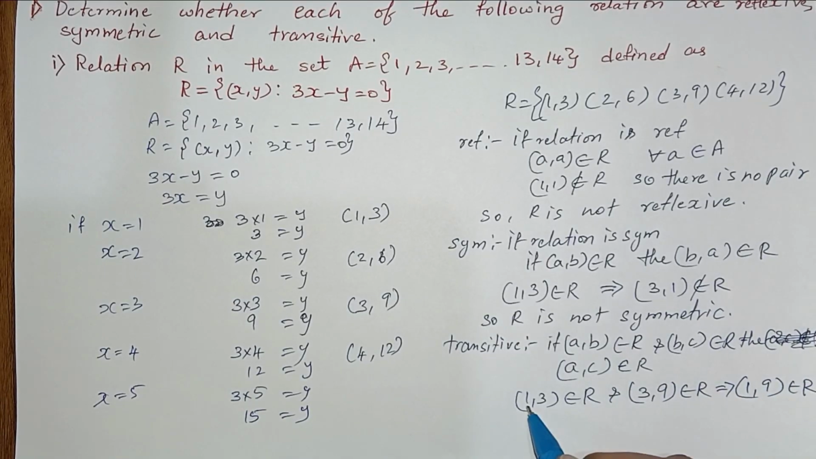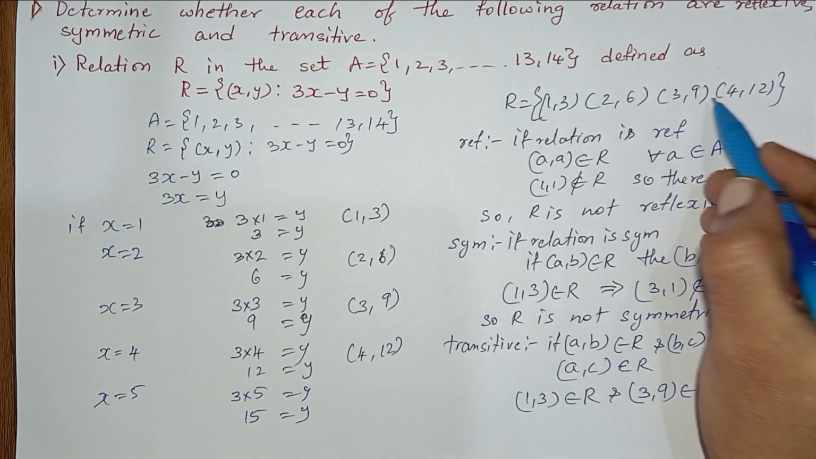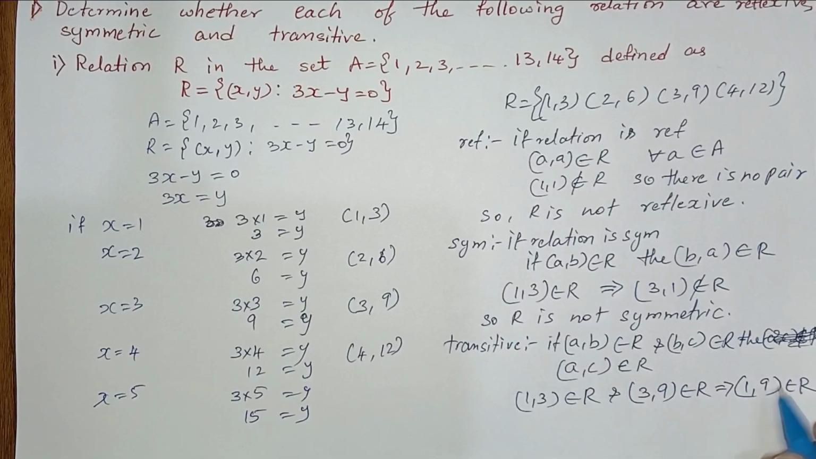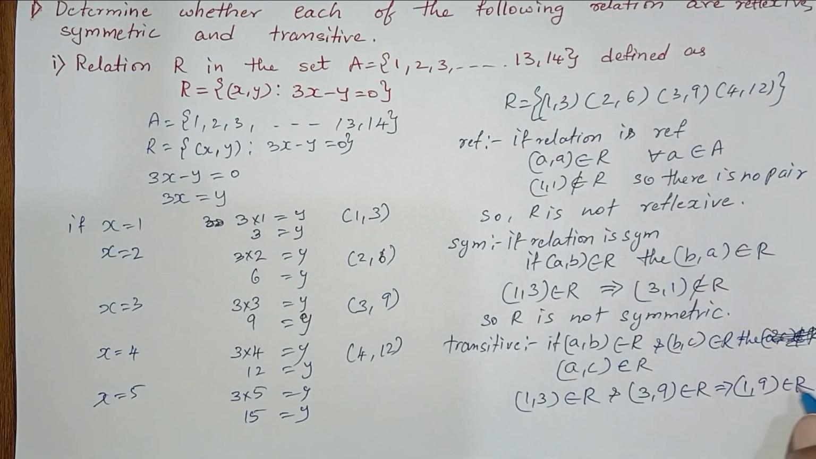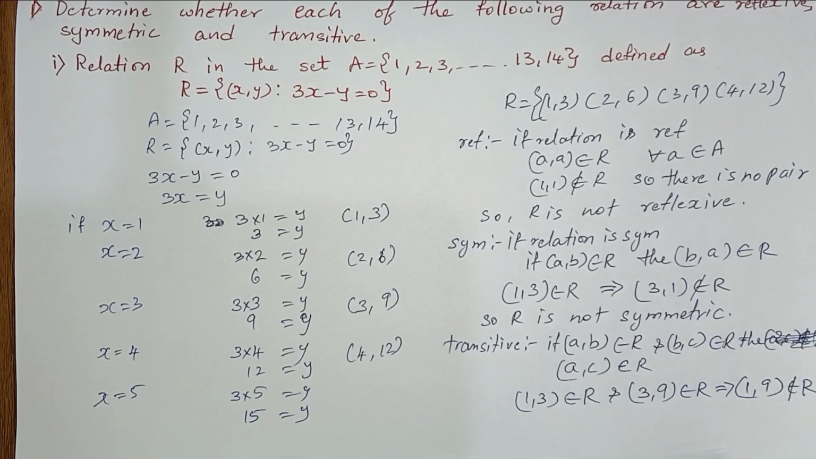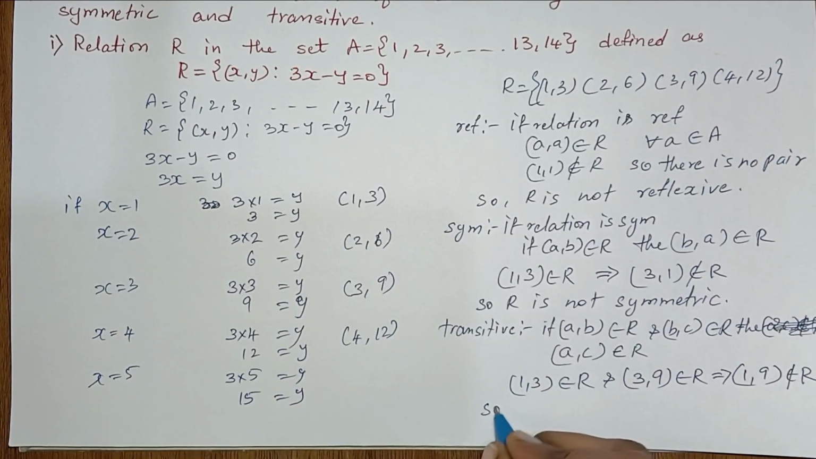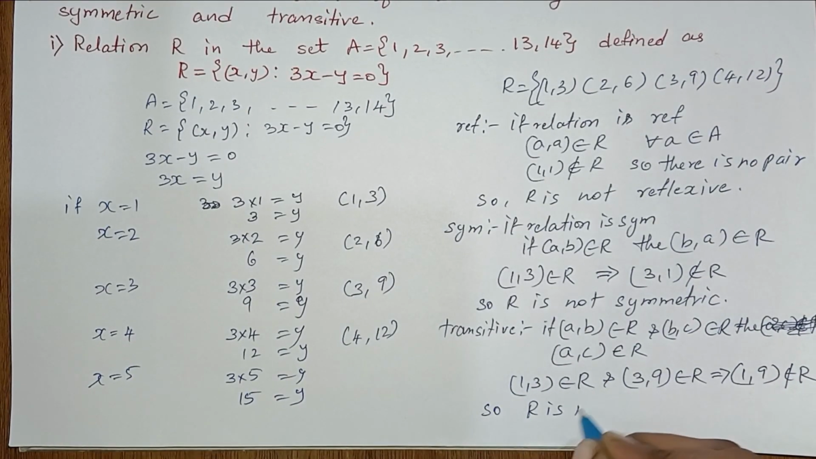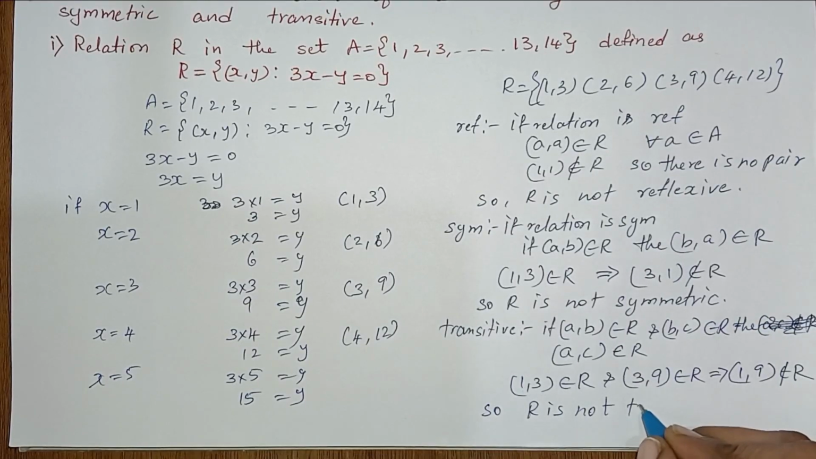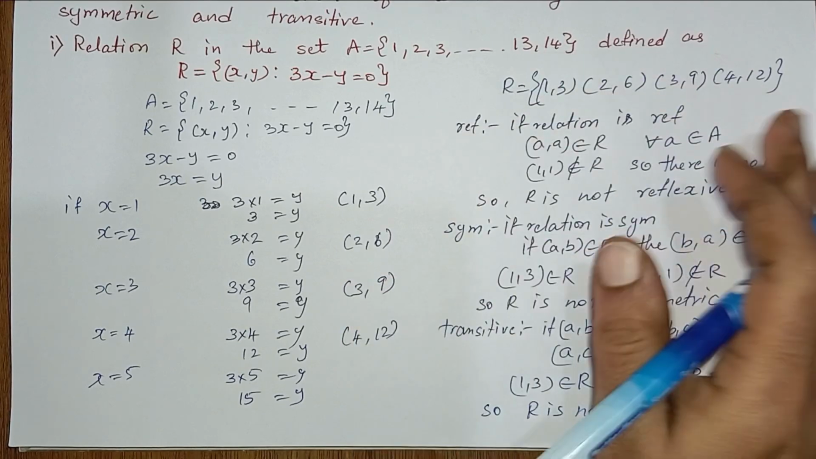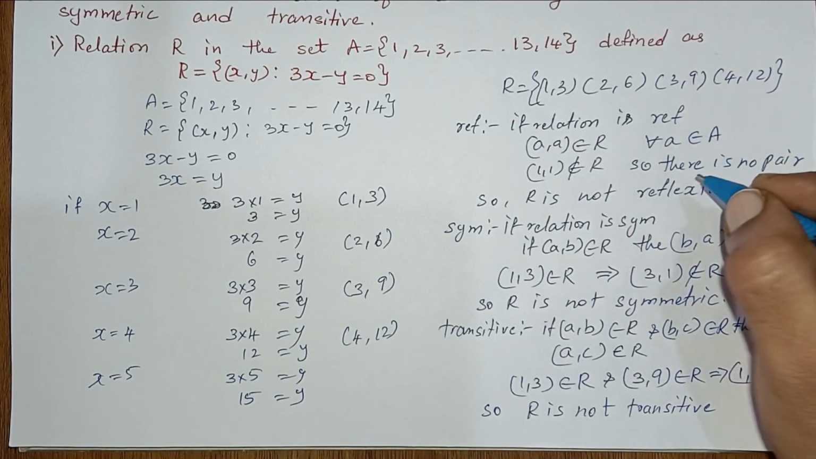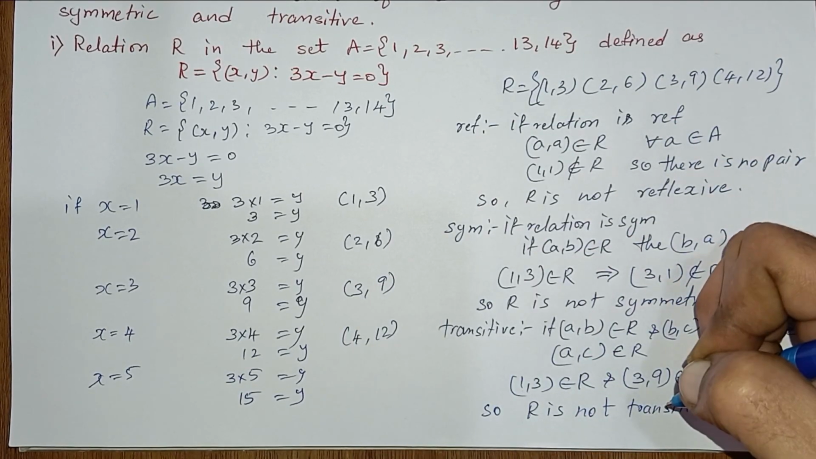But here we have (1, 3) and (3, 9), and (1, 9) is not there in our relation. So (1, 9) does not belong to R, so R is not transitive. So this relation does not satisfy reflexive, symmetric, nor transitive.